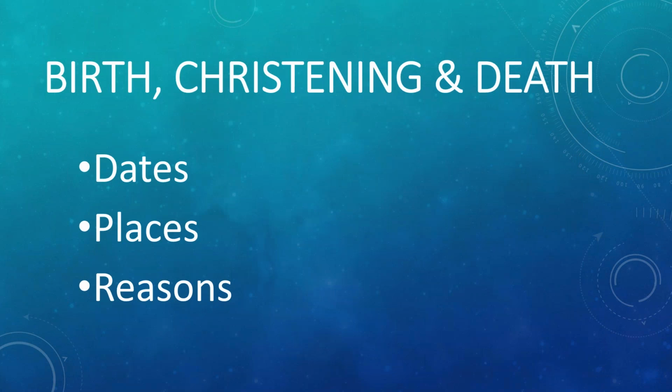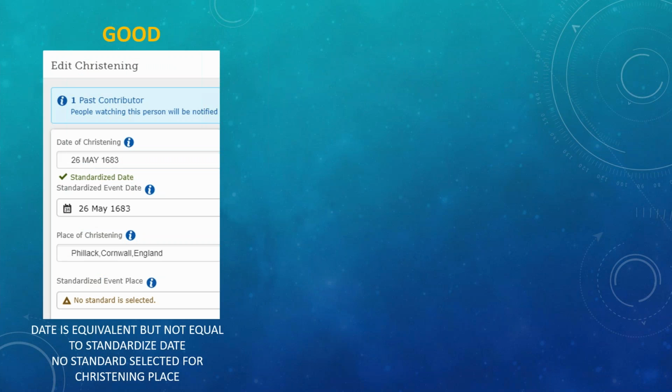I use this in regards to birth, christening, and death, which are the times we use this the most, which deals with dates, places, and reasons. I've decided that there's a way to look at this: good, better, and best. This is good, because we've got a date here. You can see we have the 26th of May, and the computer interpreted it as 26th of May. That's great. You can see this one is uppercase, this is lowercase. So while it interpreted it correctly, they're not identical. They're equivalent, but not equal to the standardized date.